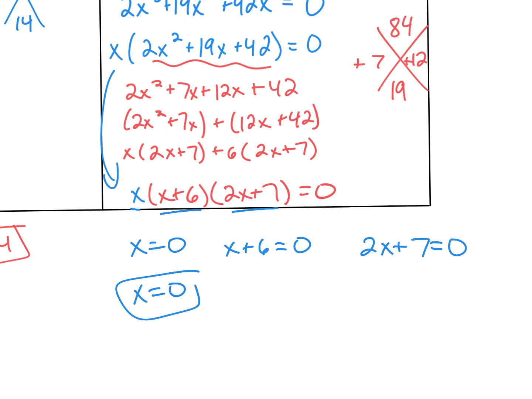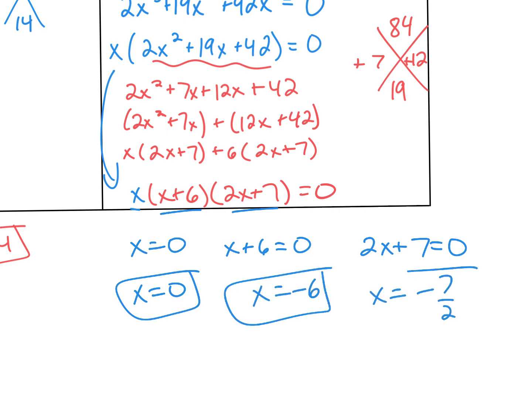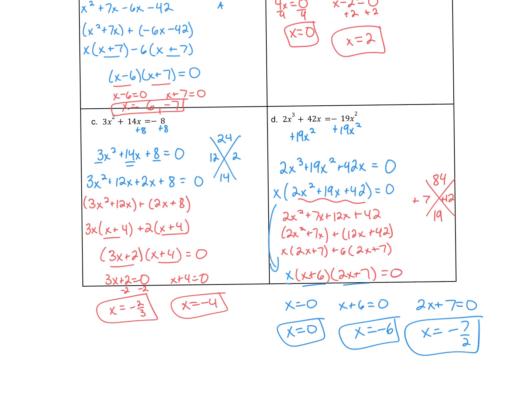So I get 0, negative 6, and negative 7/2.